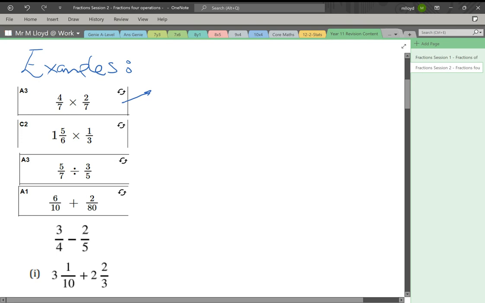4/7 multiplied by 2/7. When we're multiplying fractions, we simply multiply top times by top and bottom times by bottom.